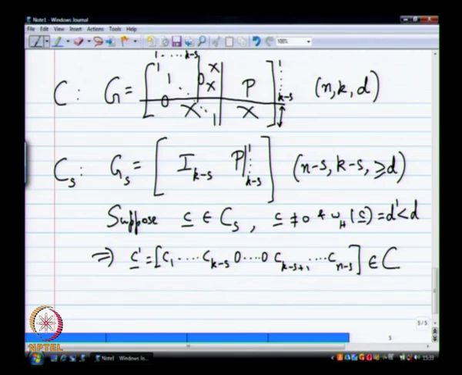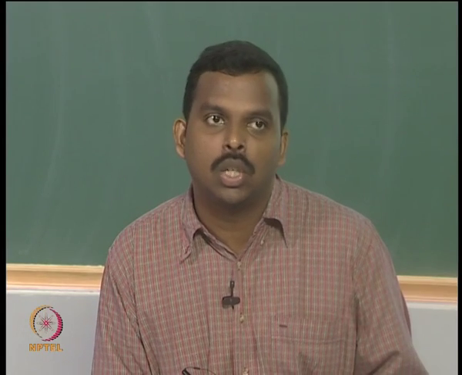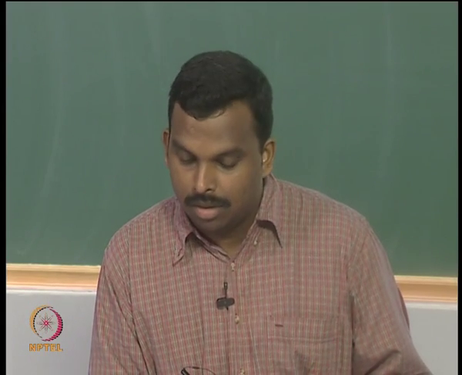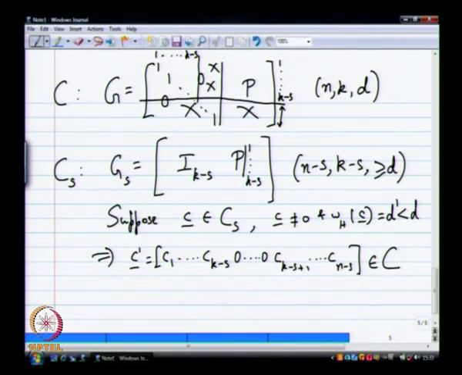Why? I got the shortened code from code words of the original code. So if I go from a code word in the shortened version and add zeros at one point, I should get a code word in the original code. And now what can happen to the weight of C prime? That is going to be d prime, which contradicts the assumption on the minimum distance of C. So that implies the minimum distance of C.